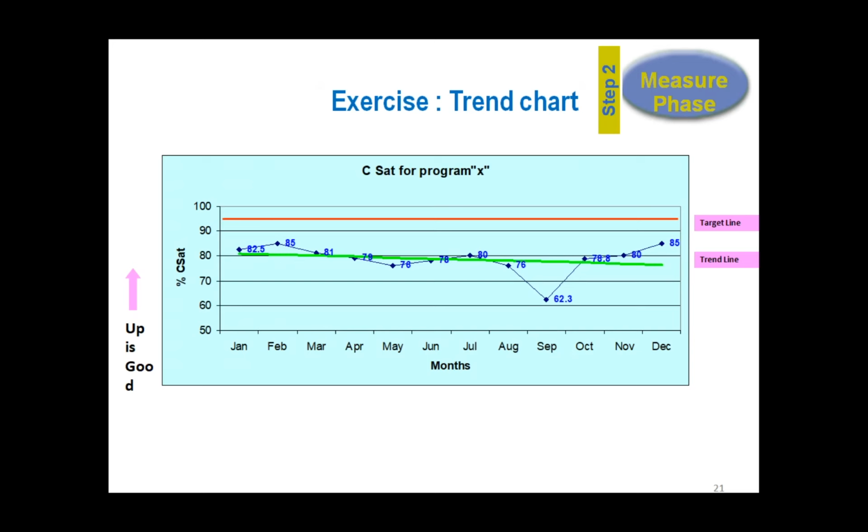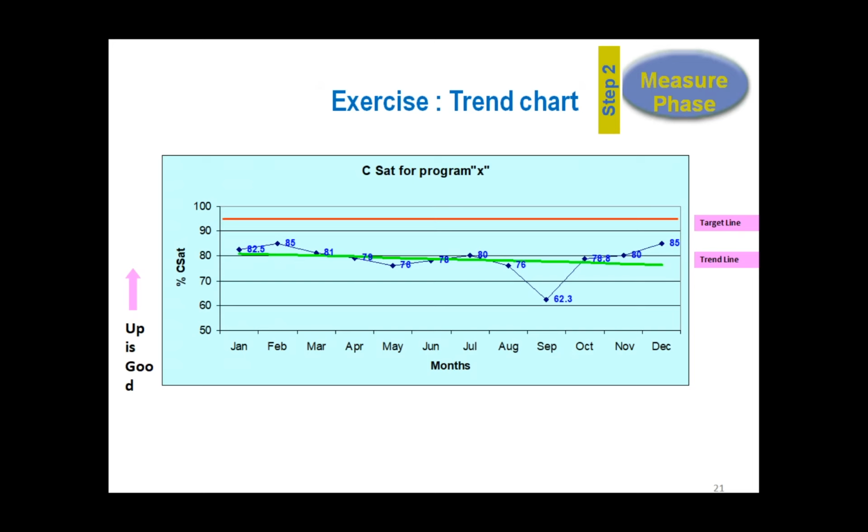The second interpretation could be that the range of data, leaving alone the September data, is ranging from almost 76 to 85. So around 9 percentage points is the range in which the data fluctuates. The maximum is 85%, the minimum is 76%, leaving alone the 62.3, which is probably a special cause, which we have to look at separately.